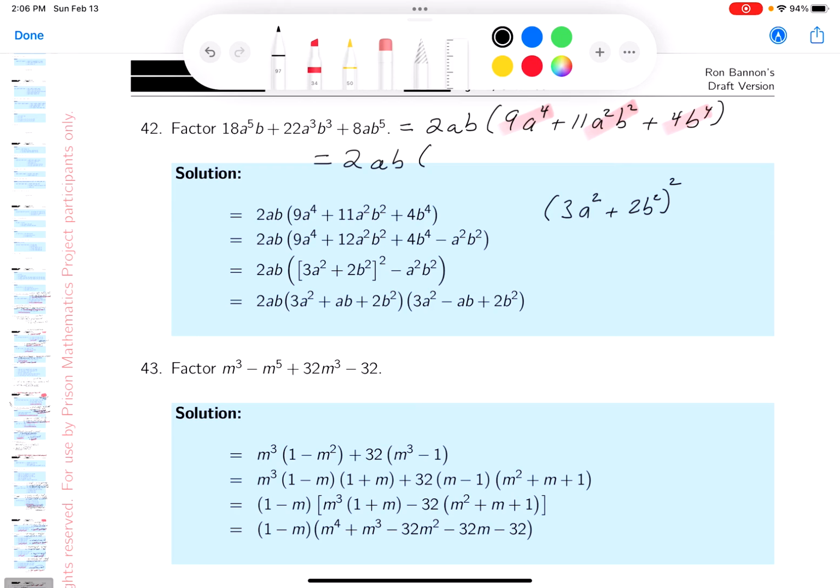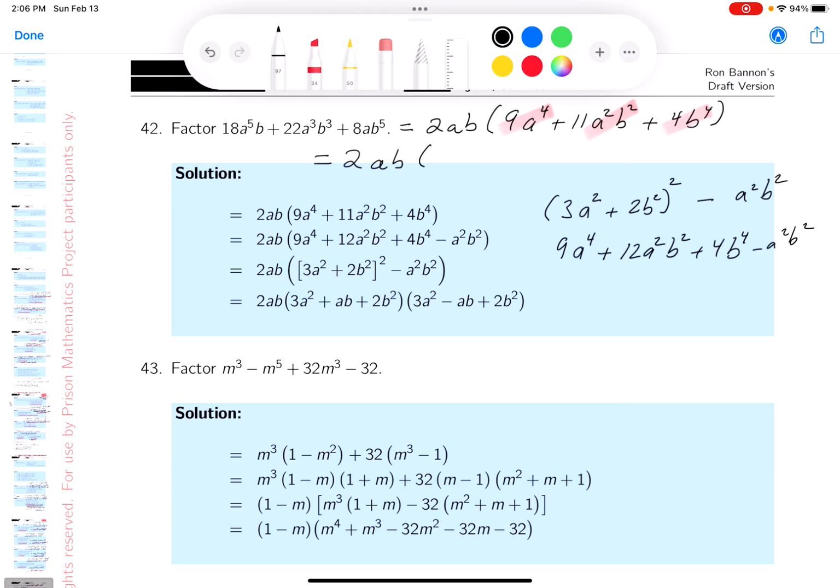Unfortunately, it's not that. I'll tell you why it's not that. What would you get? You would get 9A^4 plus 12A squared B squared plus 4B^4. It's got too many of those A squared B squareds in it. So what he says to do is just remove A squared B squared, and you'd get what you want.